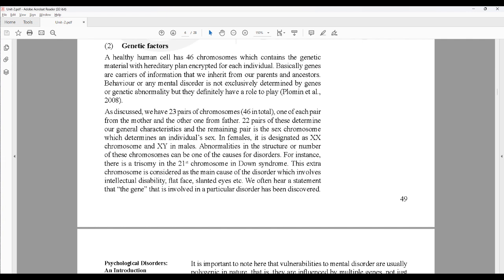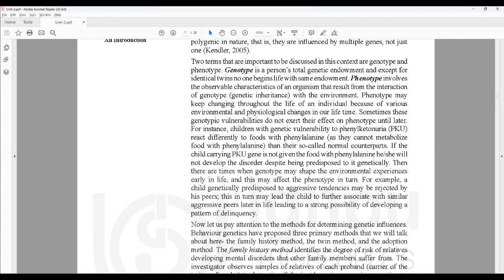This extra chromosome is considered the main cause of the disorder, which involves intellectual disability, flat face, slanted eyes, etc. We often hear a statement that the gene that is involved in a particular disorder has been discovered. It is important to note here that vulnerabilities to mental disorder are usually polygenic in nature, that is, they are influenced by multiple genes, not just one (Kendall, 2005). Two terms that are important to be discussed in this context are genotype and phenotype.